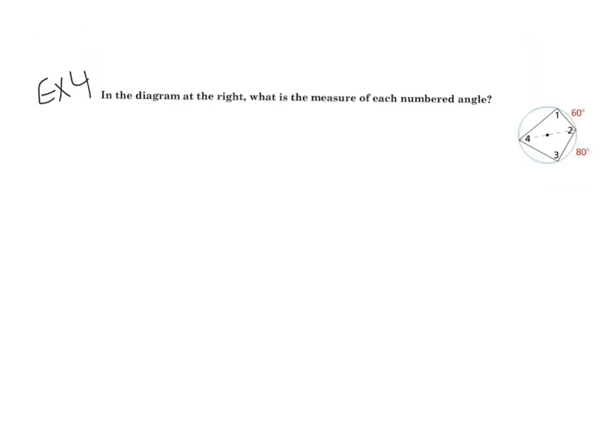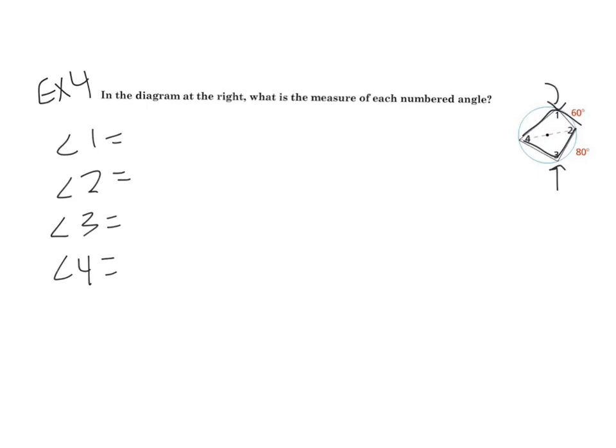Okay, next one, in the diagram at the right, what is the measure of each numbered angle? So we have to figure out at the end what is the measure of angle 1, angle 2, angle 3, and angle 4. This is one of those questions where you're going to have to recognize a couple things. You're going to have to use the theorems and the corollaries. If you look at what we have so far, the simple ones to figure out are angle 1 and angle 3 because they're both creating a semicircle.